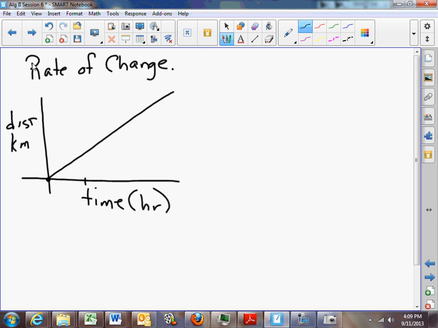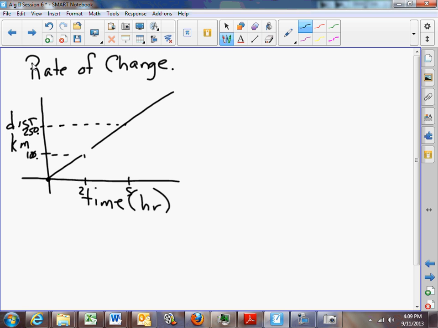Let's imagine after we've been traveling 2 hours, we have traveled 100 kilometers. And after we've traveled 5 hours, we've traveled 250 kilometers. I'm sorry, these are kilometers here.